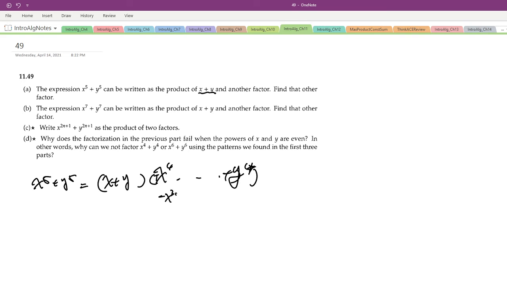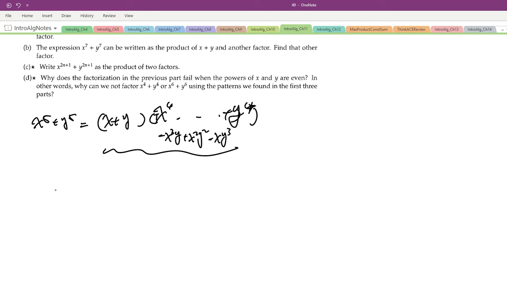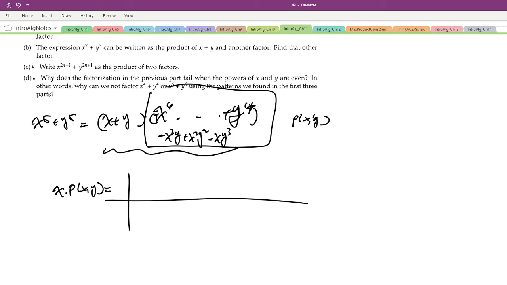It's like x^3y plus x^2y^2 then minus xy^3. Okay, let's see how they can cancel. Let me show you. So x times the p(x,y), let's list the terms: x^5, minus x^4y, plus x^3y^2, minus x^2y^3, and plus xy^4, right?